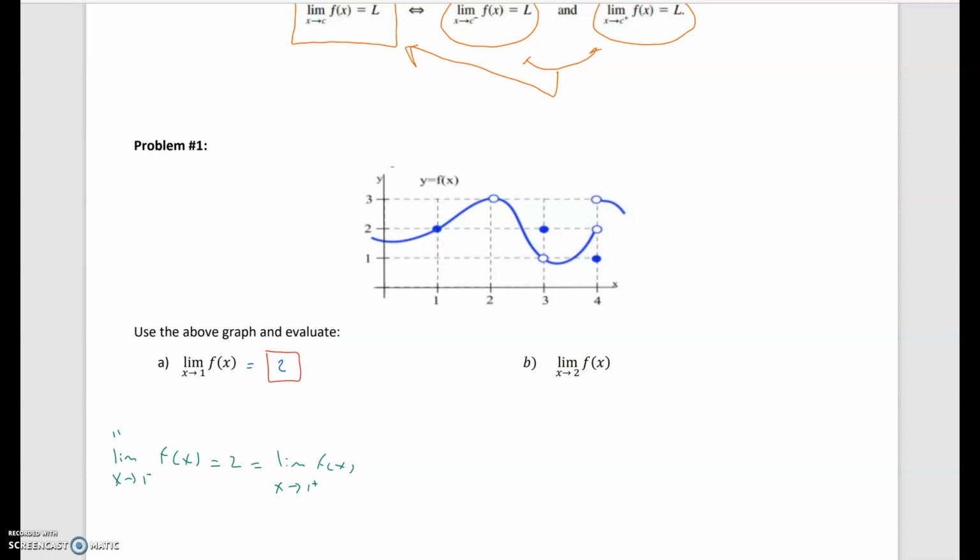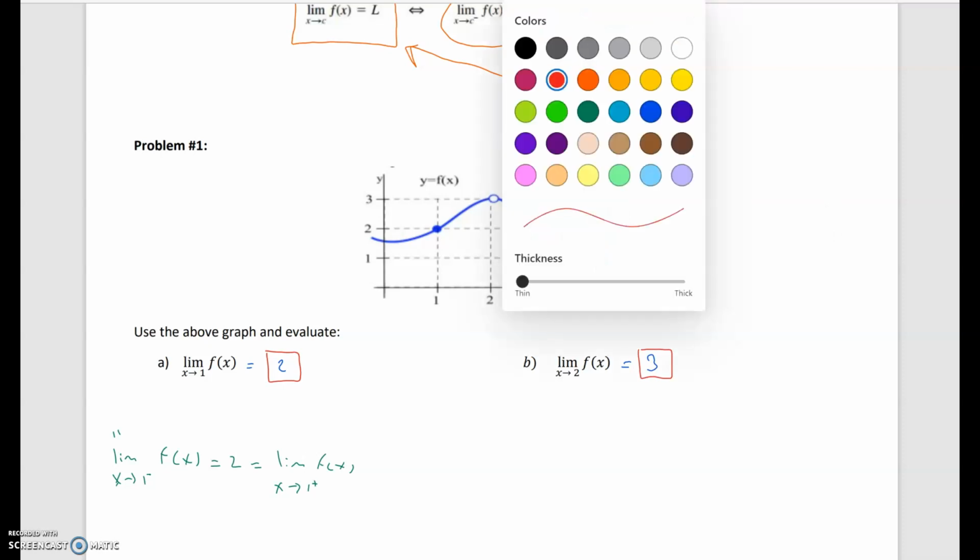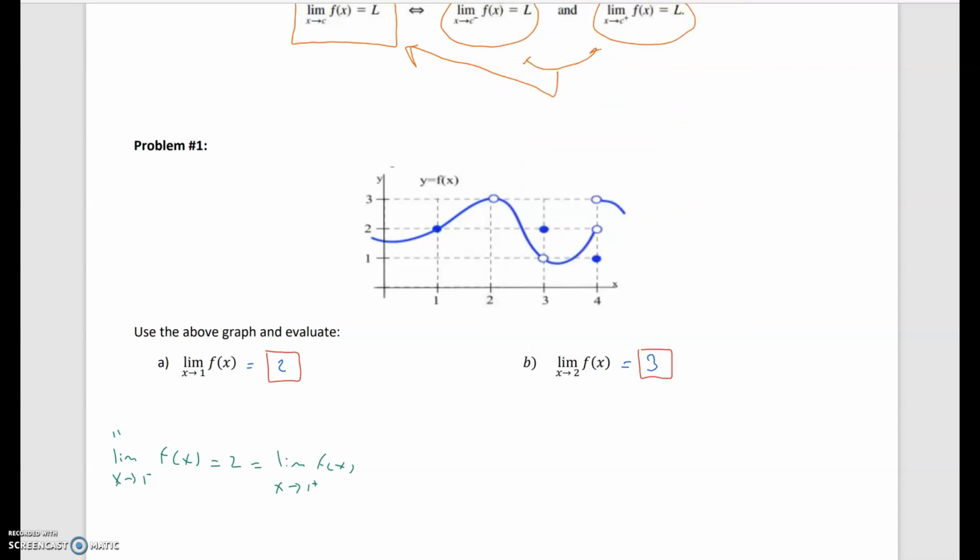Now let's take a look at problem B. This one's asking for x equal to 2. The limit at 2 is approaching 3. So this is equal to 3. And if they wanted a justification, we could simply say that coming from the positives and the negatives, your function at the x value of 2 is approaching the y value of 3.